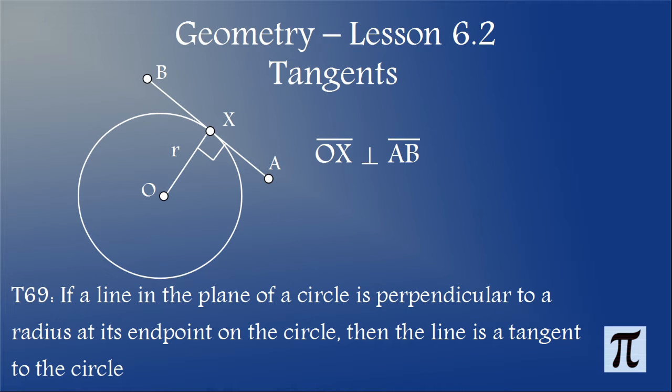And the opposite is true. That leads to theorem 69. If a line in the plane of a circle is perpendicular to a radius at its endpoint on the circle, then the line is a tangent to the circle. So one proves the other. You can go one way or the other.